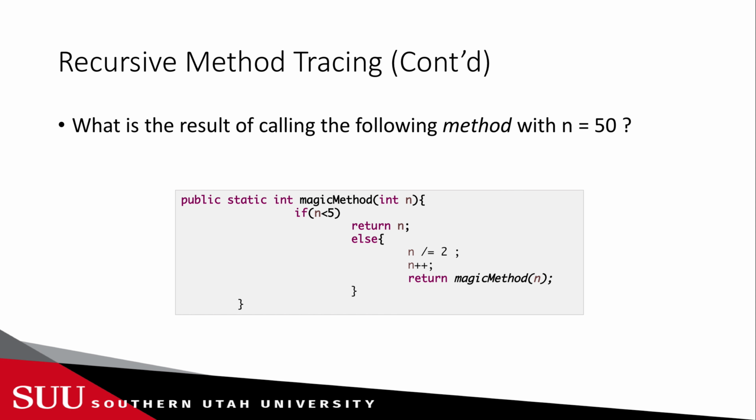Let's see some kind of mysterious method here. I'm calling this the magic method, and it says if n is less than 5, then return n. Otherwise, divide n by 2 and add 1 to it, and then call my magic method with that new n. So what's going to happen if I call it with n equal to 50? I would like you to pause the video here and try to trace this before jumping into the next slide.